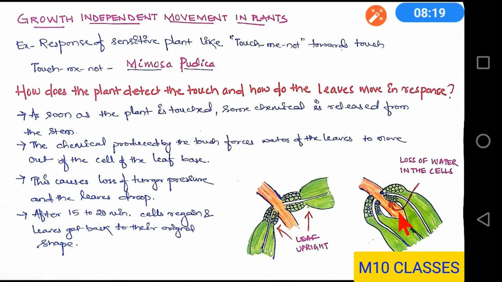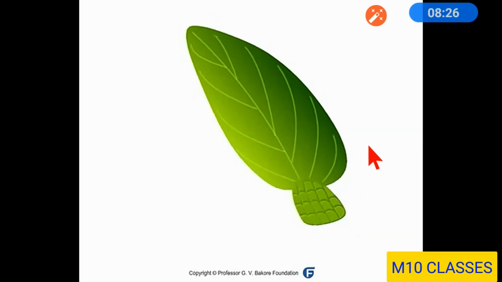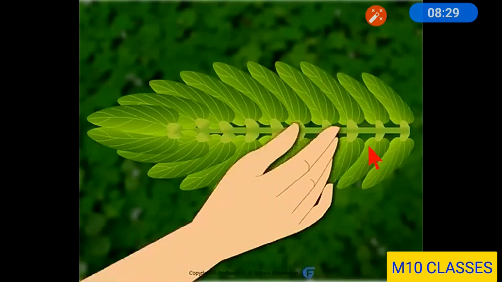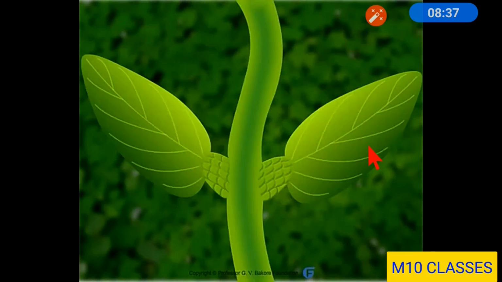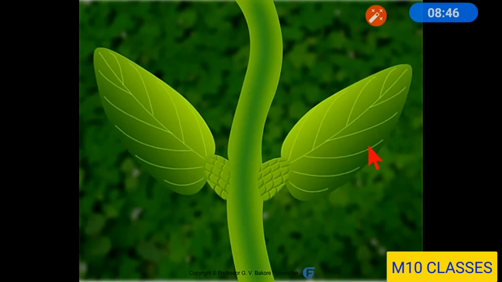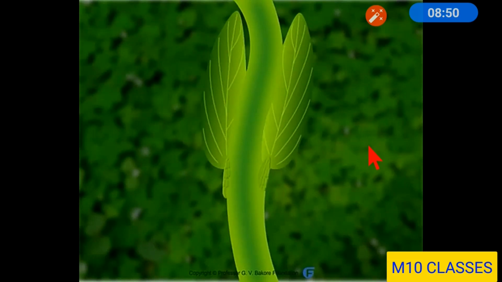Now let us watch a video. Now see here, this is the pulvinus, which is a swollen base of the leaf, and whenever the leaf is touched, a chemical is getting transmitted through the leaves. Now whenever the chemical is transmitted, this chemical reaches the pulvinus, where the water from the pulvinus is lost, and due to which it becomes flaccid, and that's why the leaves droop.